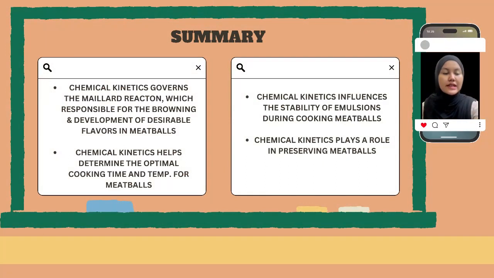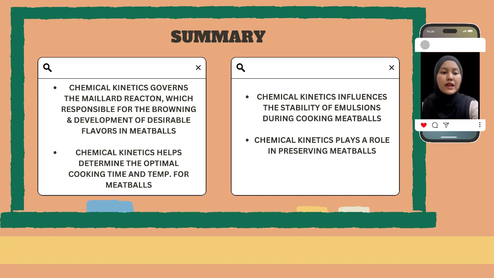Therefore, in summary, chemical kinetics plays a significant role in meatball preparation by influencing various aspects of the cooking process. Understanding the principles of chemical kinetics is crucial for achieving desired texture, flavor, and overall quality of meatballs. The first one, chemical kinetics governs the Maillard reaction, which is responsible for the browning and the development of desirable flavors in meatballs. This reaction occurs between amino acids and reducing sugars at elevated temperature, resulting in the formation of complex flavor compounds.